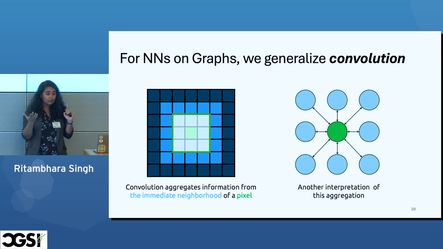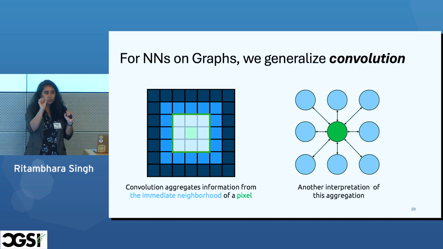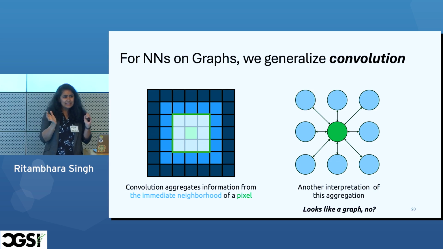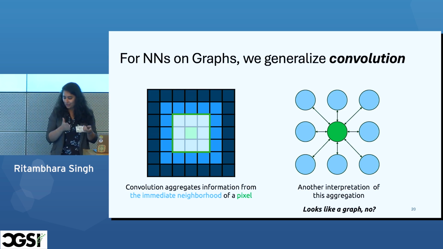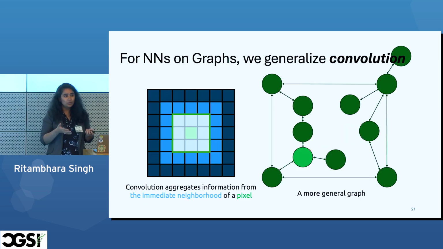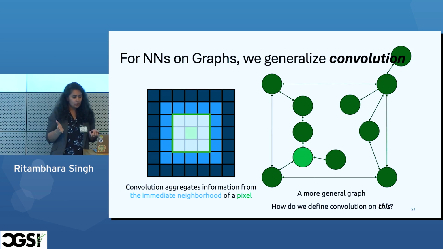Another way to think about it is we are doing this sort of information passing here. We are aggregating the information of the surrounding nodes to learn the representation of the node in the center. And you can see that it has already started looking like a graph. However, unlike images, your graph won't be these nice grid structures. The graph would look more like this. But the idea basically remains the same. So how do we define convolution on this?